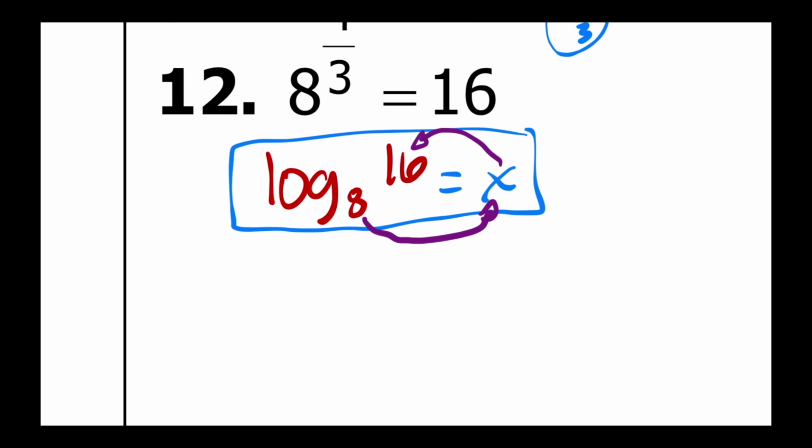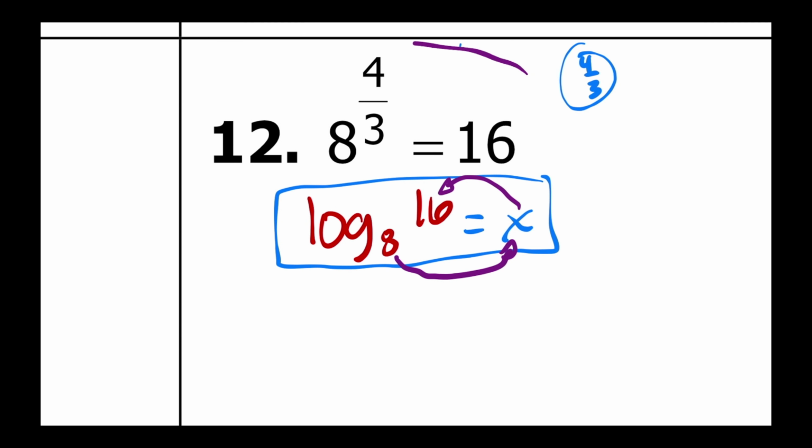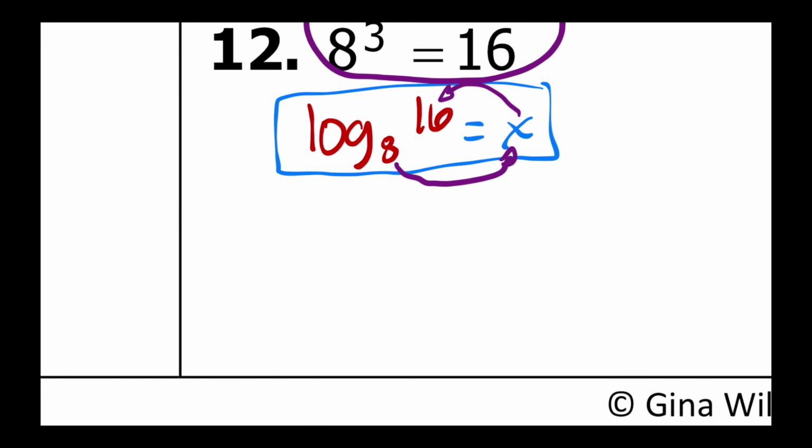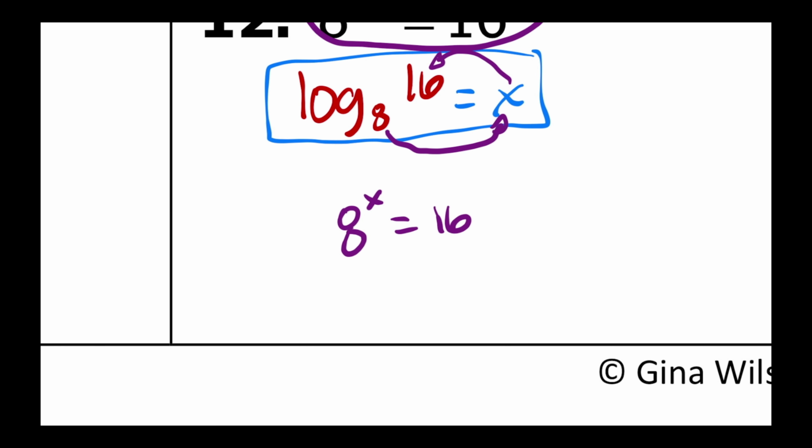So now we're doing that. Let's change this to exponential. Ignore this, just pretend you don't see the answer. So this becomes 8 to the something power gives me 16, because that's what the logarithm is asking. 8 to what power gives me 16? So now in order to solve this kind of problem, I need the bases to be the same. I need this base and this base to be the same, just like we did over here.